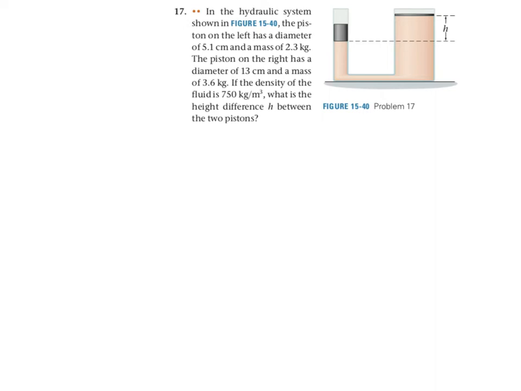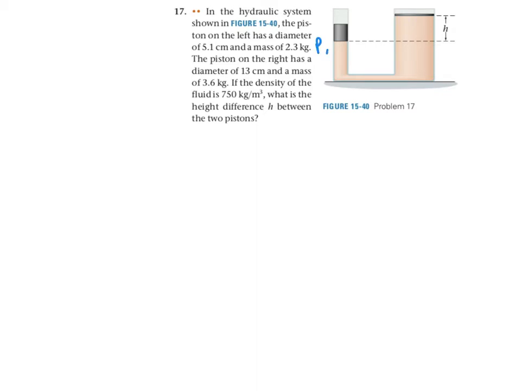Chapter 15, Number 17. In the hydraulic system shown in the figure, the piston on the left has a diameter of 5.1 centimeters and a mass of 2.3 kilograms. The piston on the right has a diameter of 13 centimeters and a mass of 3.6 kilograms. If the density of the fluid is 750 kilograms per meter cubed, what is the height difference between the two pistons? So, we're going to have a bunch of pressures we should think about.